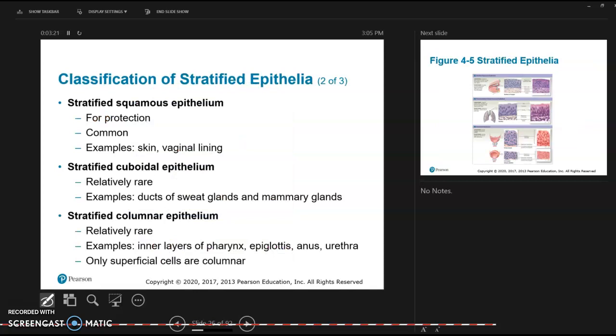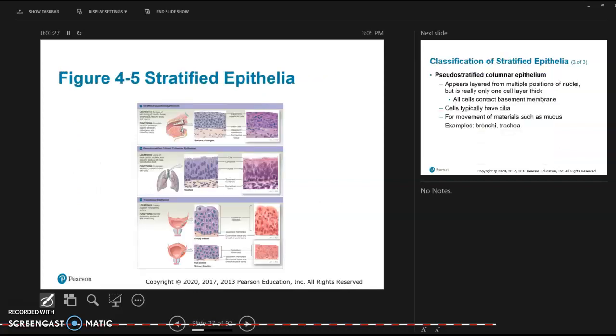Okay, then we have the stratified epithelial tissue. Stratified squamous is layers of squamous cells, and this is what we find in forming the epidermis of the skin, or the outermost layer of the skin, is stratified squamous epithelial tissue. A big function of stratified squamous is protection.